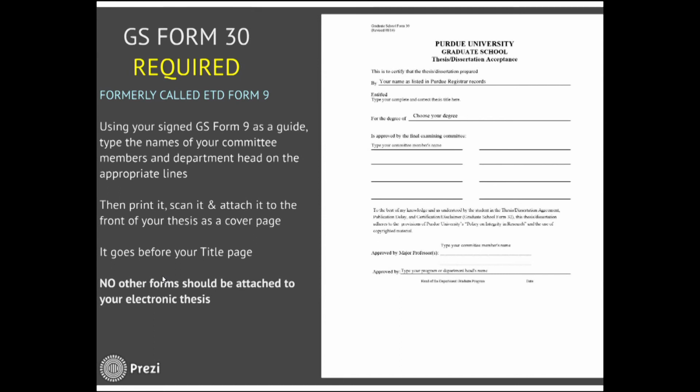This is the Graduate School Form 30 that we were just talking about. It's formerly called the ETD Form 9. We have since posted this on our website, but this is how it will basically look. So, using your signed Graduate School Form 9 as a guide, type the names of your committee members and department head on the appropriate lines. Then you can go ahead, print it, scan it as a PDF, and attach it to the front of your thesis as a cover page. Note that it does go before your title page. And again, no other form should be attached to your electronic thesis. In other words, don't include your Graduate School Form 32.